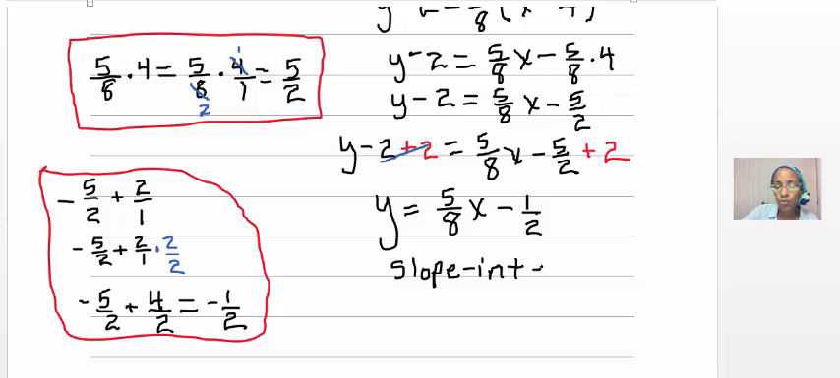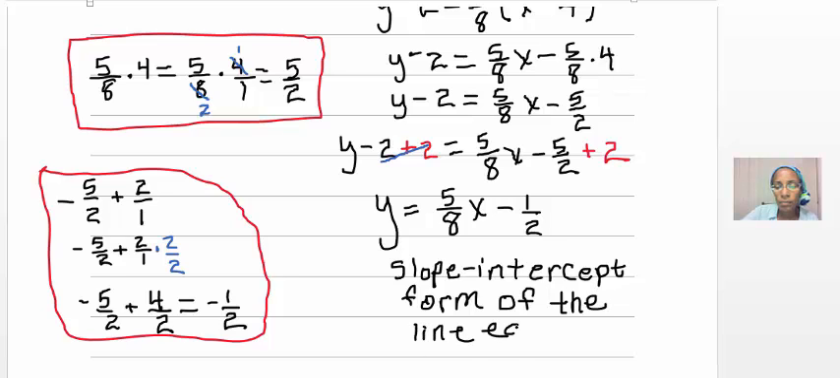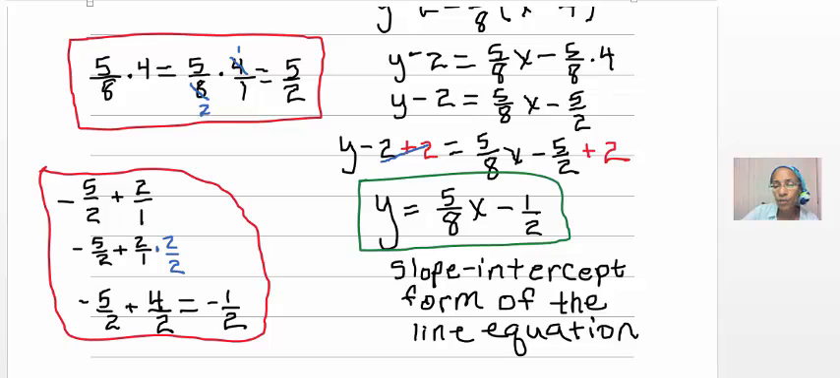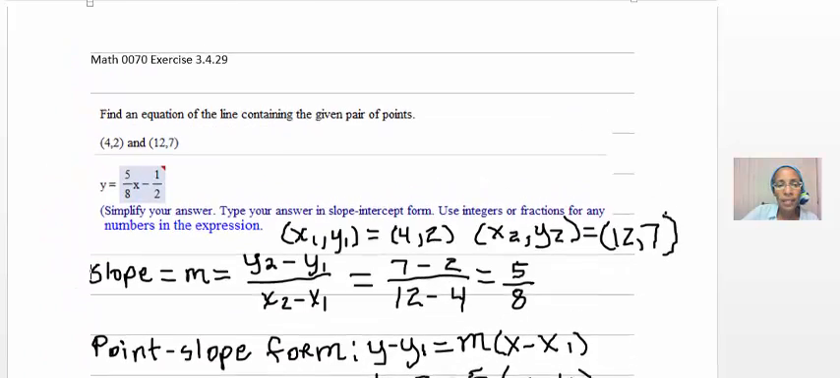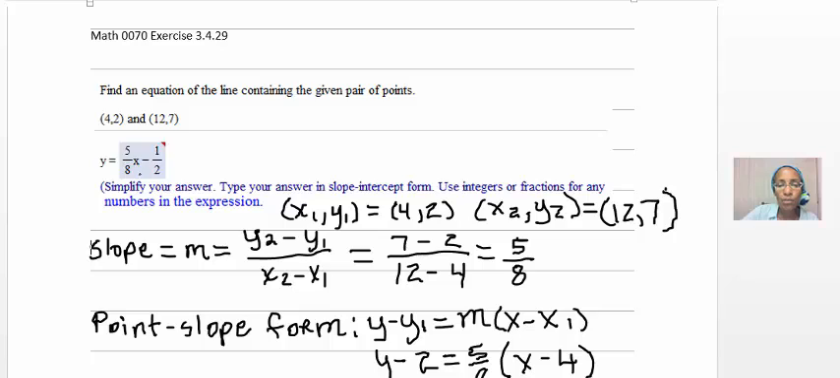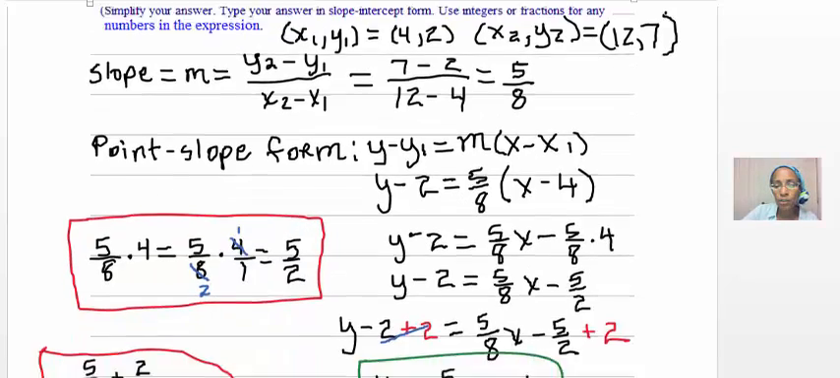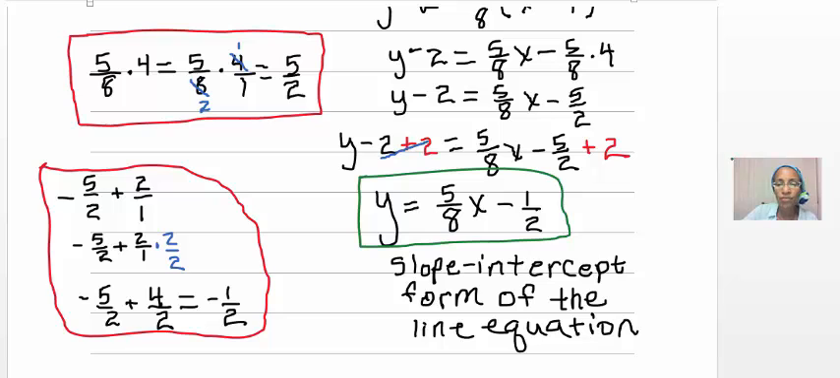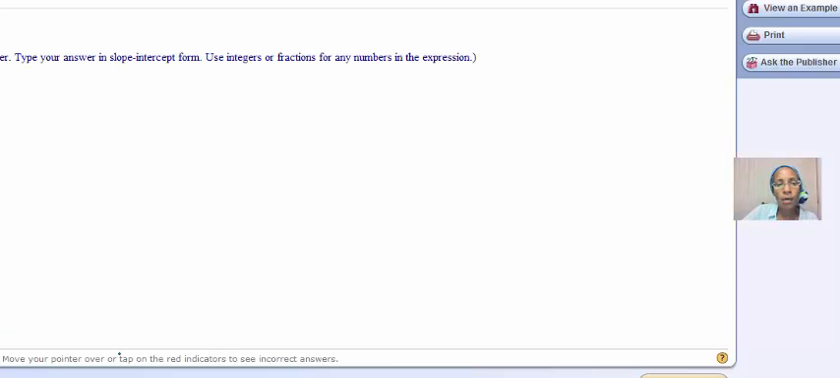So this is the slope-intercept form of my line equation. And this is what the problem was asking me to find. What I'm putting in the green box here is what the question was asking for. So it's asking me to find the equation. It already gave me the y equals, and you needed to fill in the 5/8x minus 1/2.